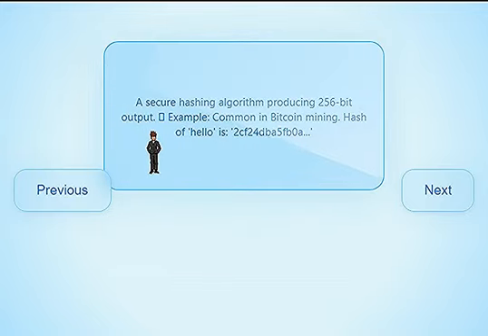SHA-256 is a secure hashing algorithm that produces a 256-bit output. It's commonly used in Bitcoin mining because it's very secure and fast.